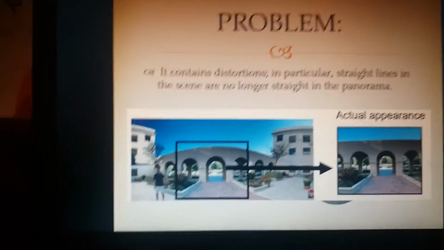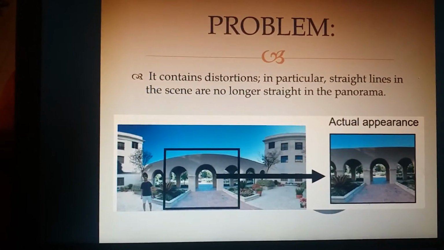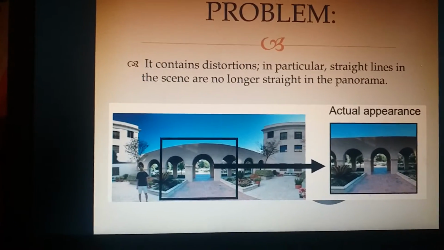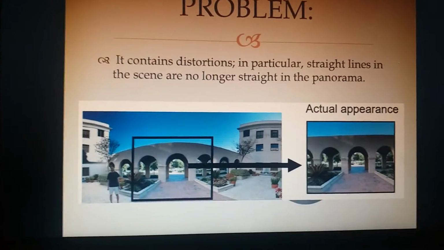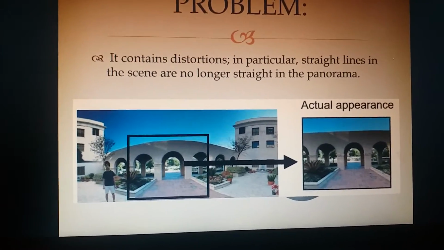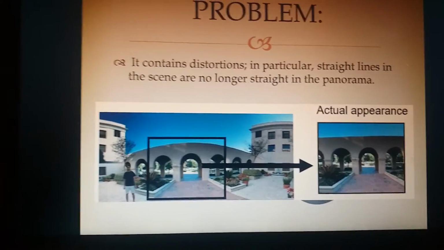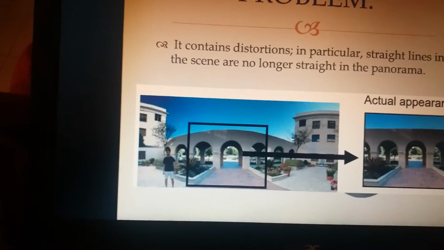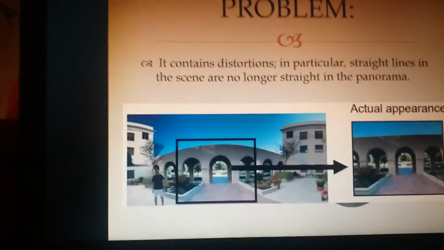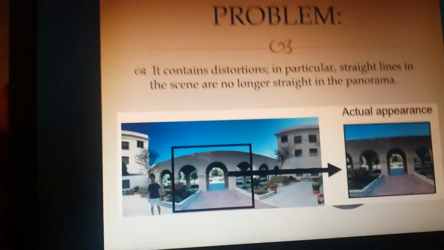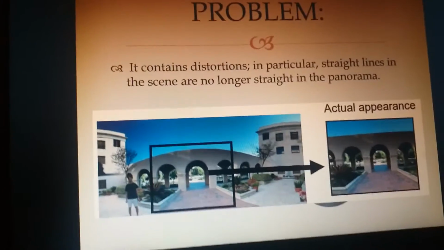The main problem with cylindrical projection is that straight lines appear to be curved. You can notice here that the bridge, which is actually flat without any curvature, has become slightly curved after the panorama. So this causes a little change in the structure of the images.